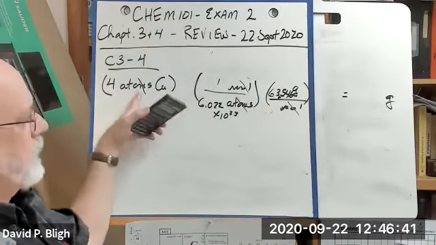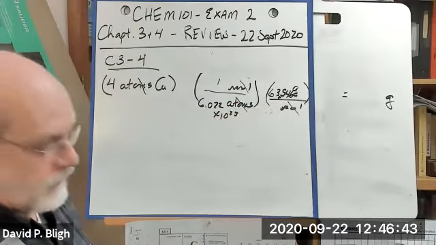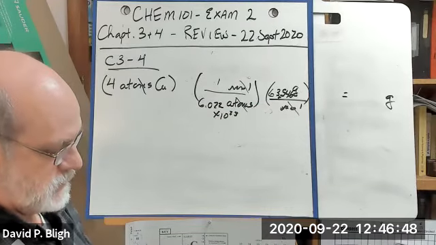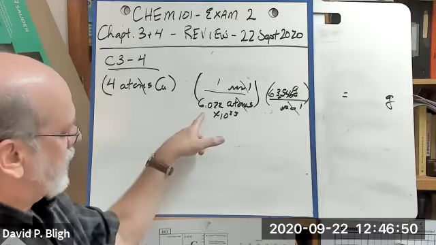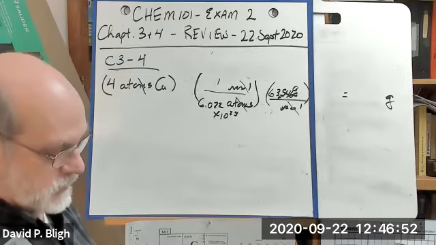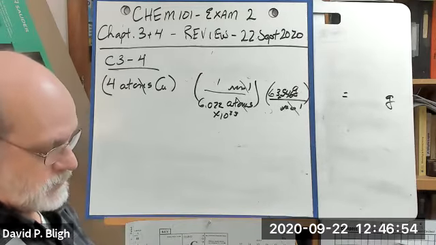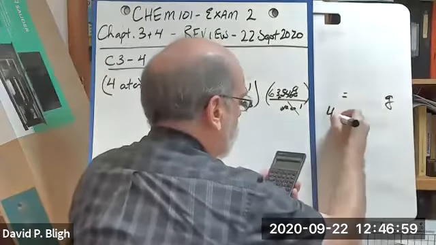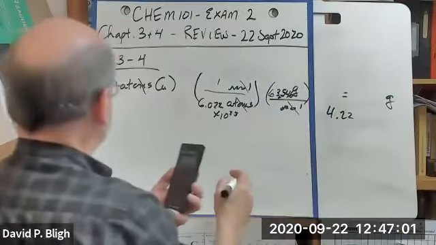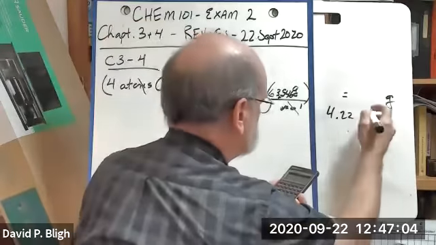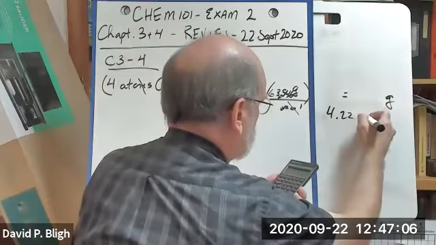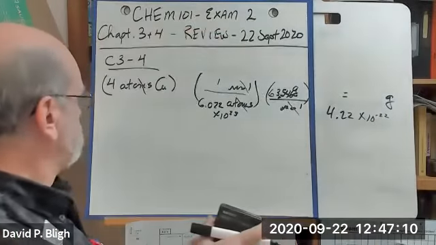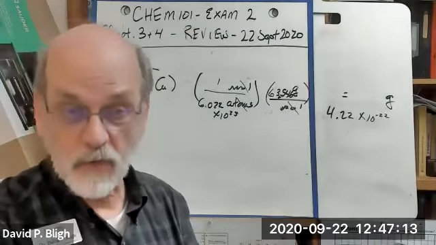So 4 is in the numerator, times 63.546 in the numerator, and then divided by Avogadro's number. And I get 4.22 times 10 to the minus 22 grams. That's how much 4 atoms of copper will weigh.